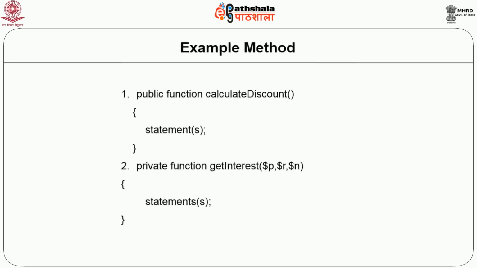These are examples of methods. Say, for example, public function calculateDiscount takes 0 parameters, but the parentheses are written. So the function name is calculateDiscount, its access modifier is public, and within curly braces you can write statements. Private function getInterest takes 3 parameters P, R and N, and then you can write any statement.